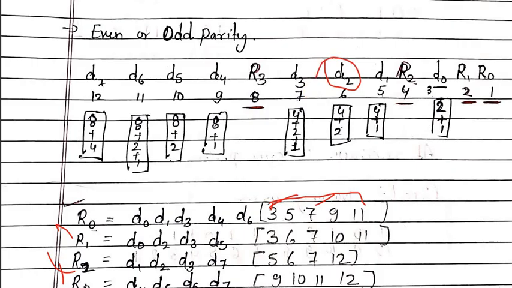To check which parity bits will affect these bits: for the 6th place, we need the 4th place parity bit and the 2nd place parity bit. For D7 there is a need for the 4th place parity bit, the 2nd place parity bit, and the 1st place parity bit. So this bit is affected by these 3 parity bits.